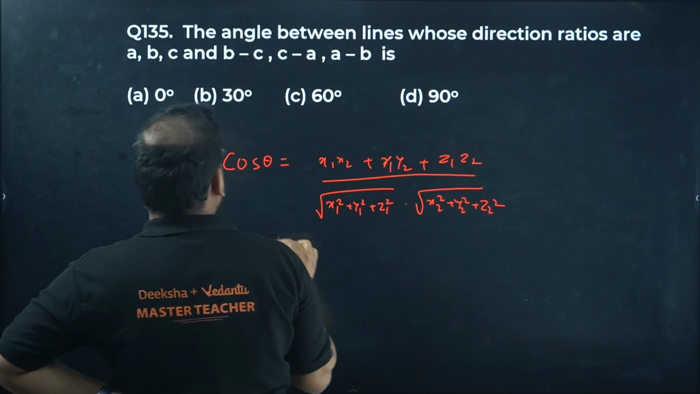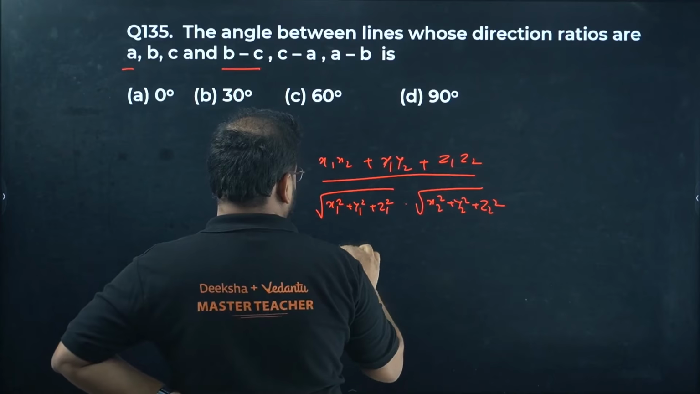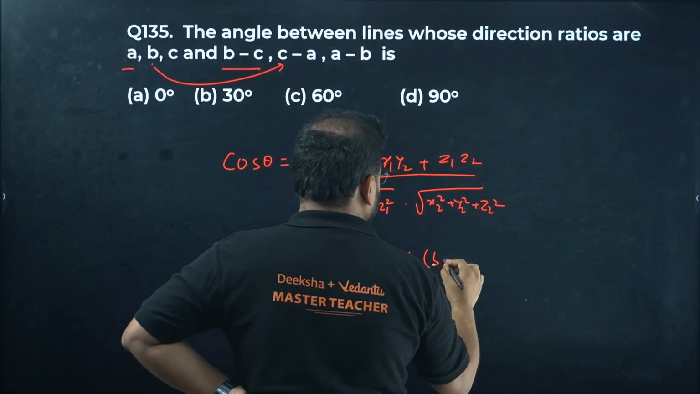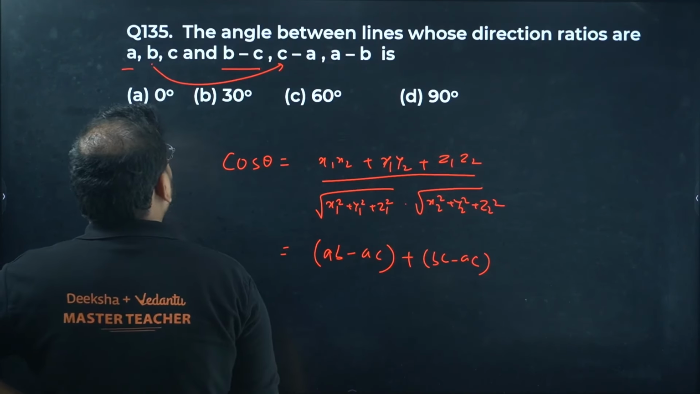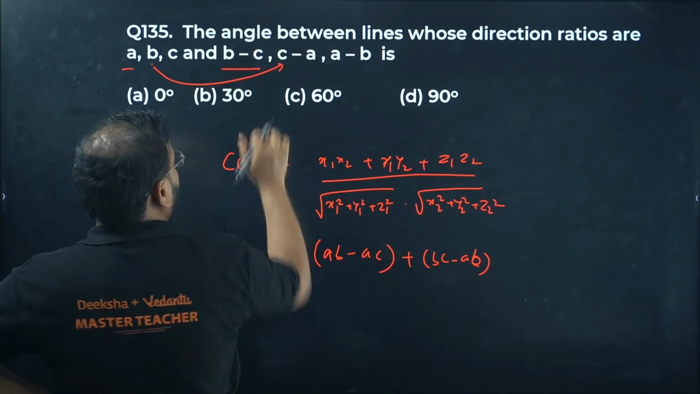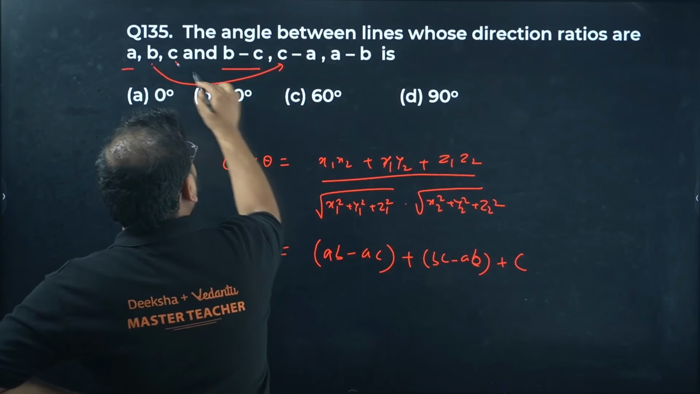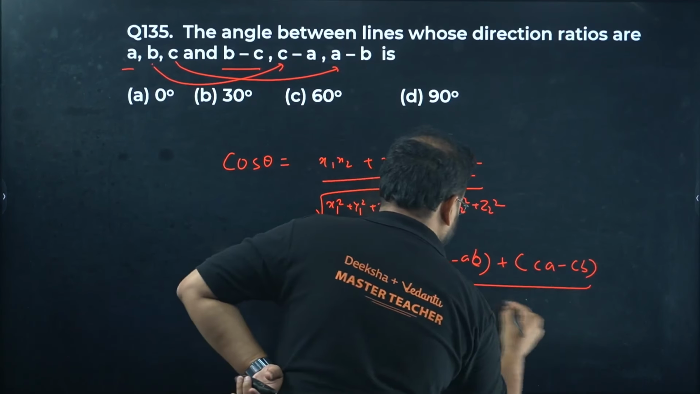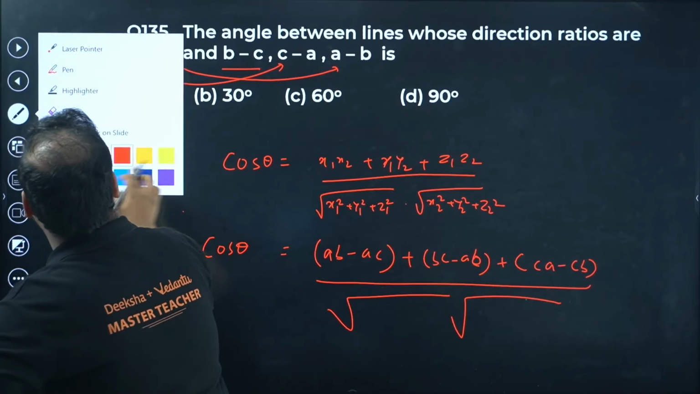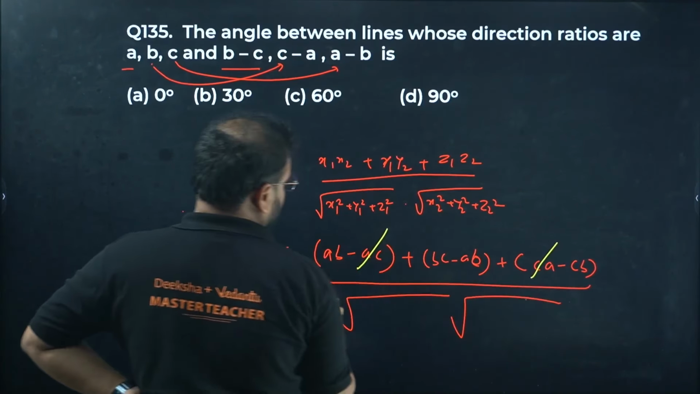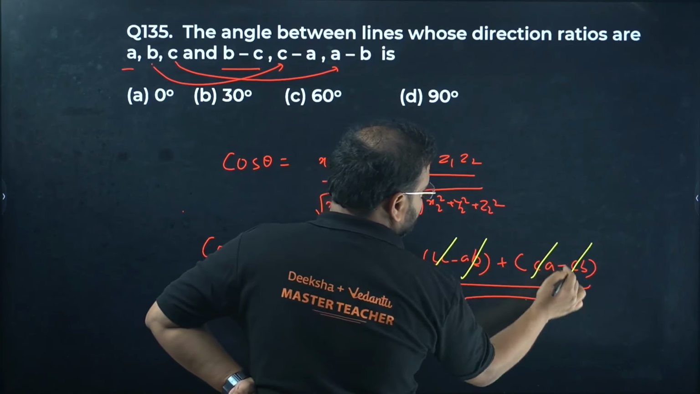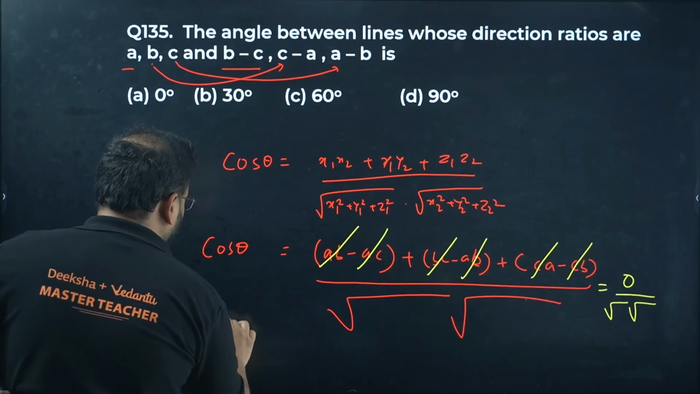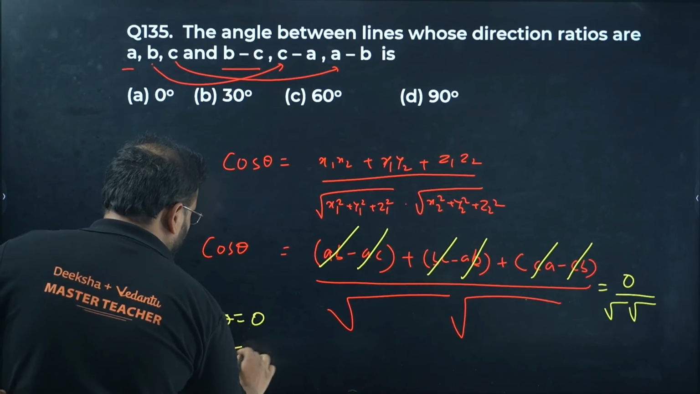Multiply this. A into B minus C. So AB minus AC, plus B into C minus A, so BC minus AB, plus the last one, C into A minus B, so CA minus CB, divided by these two roots. You must be clear right now. How to get this answer? So difficult, sir? Is it though? Minus AC plus CA, AB minus AB, BC minus CB. So this whole thing is becoming 0 upon some value in the root. So basically, I am getting cos theta as 0. Theta is what? 90 degrees.